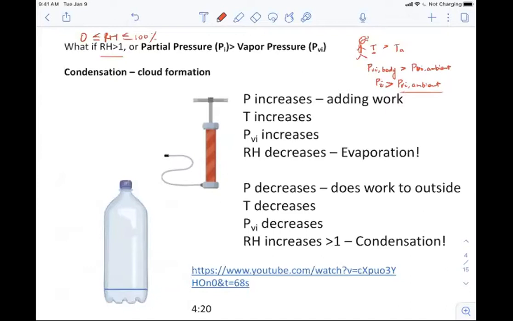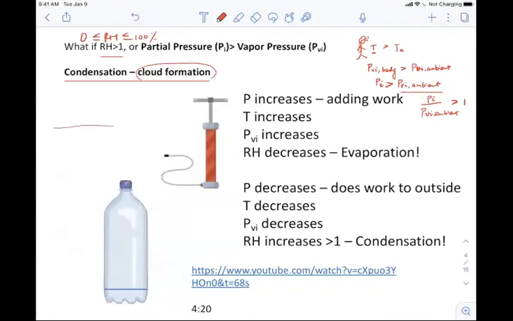Due to that effect, if you consider the relative humidity of the exhaled air, that's PI divided by PVI ambient, and that's going to be larger than 1, okay? Because of that, the water vapor is going to condense onto the existing particles and form the fog, right? This is condensation, and we're actually using condensation in a lot of places. We said that clouds are actually formed because of condensation.